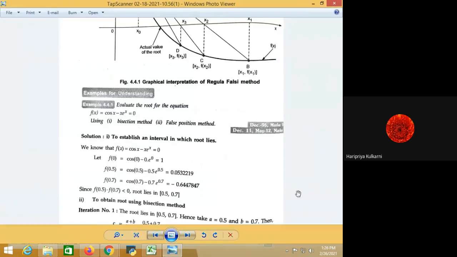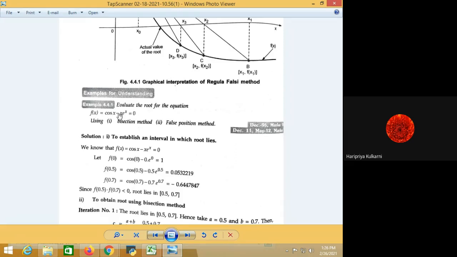Hello students, today we are going to compare the two methods, bisection method and the false position method. We will apply these methods to the same numerical and observe the number of iterations required in each, because the speciality of the false position method is that it requires fewer iterations, since in this method we get the convergence very fast. So let us see, we'll solve the numerical.